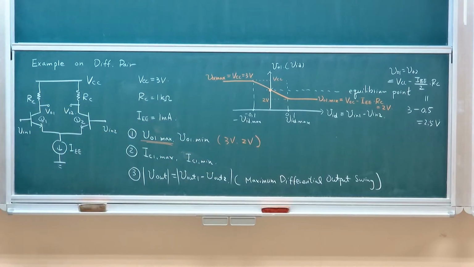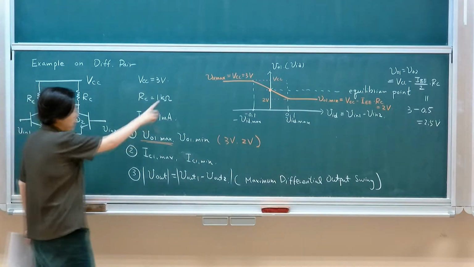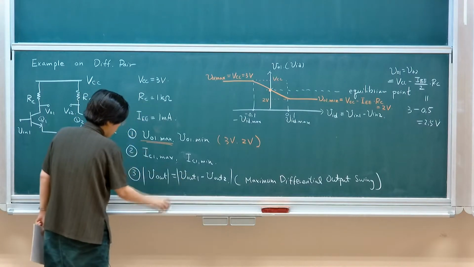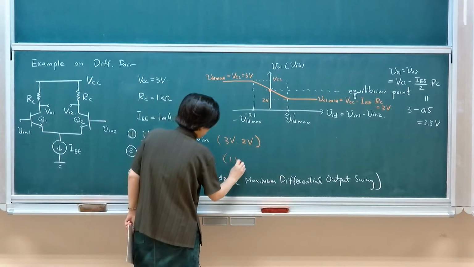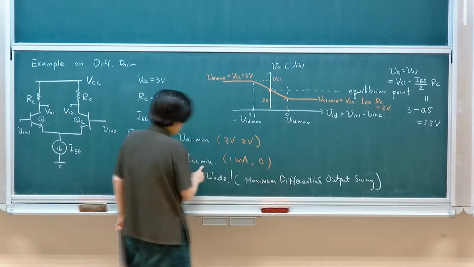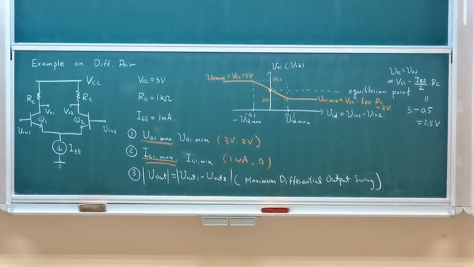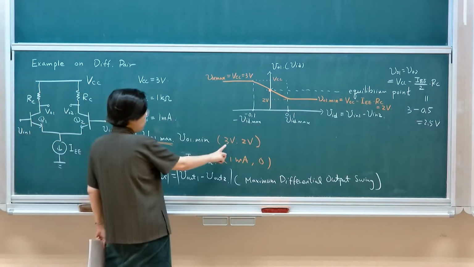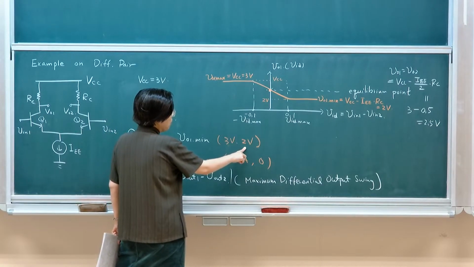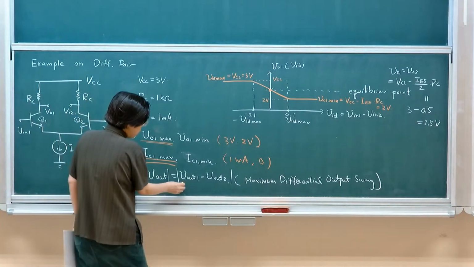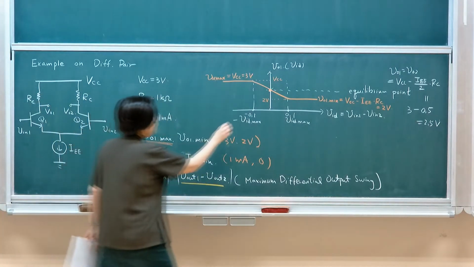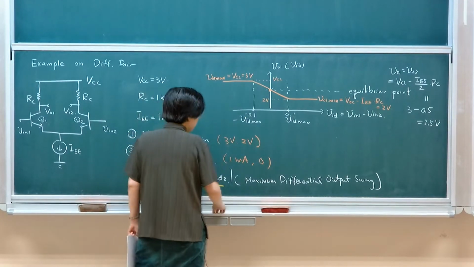Okay? So another thing is, of course, IC1 maximum. Based on this data, we know that the maximum current it can take in is 1 milliamp. Minimum current is 0 because it can turn off all. So we could do this without even doing any calculation. The other thing is maximum swing. So maximum swing is your maximum level minus the minimum level. The maximum level is 3 volts. The minimum level is 2 volts. Therefore, your V out, when this happens, let me plot it.